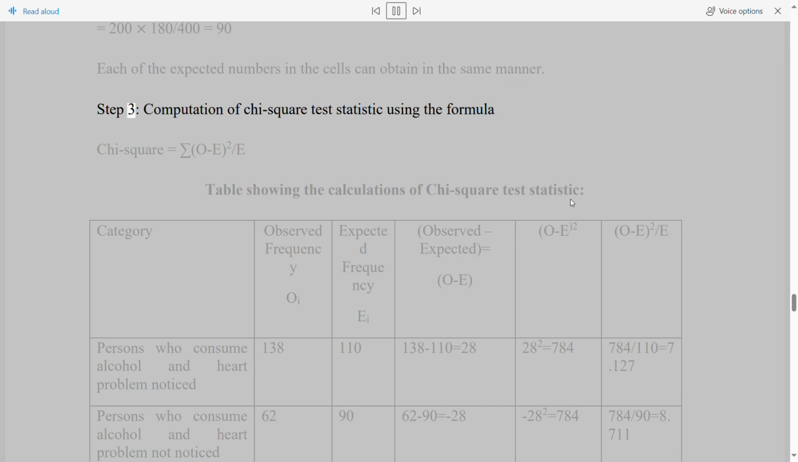Step 3. Computation of the chi-square test statistic using the formula: chi-square is equal to the sum of (O minus E) squared divided by E. Table showing the calculations of the chi-square test statistic. Columns: category, observed frequency O, expected frequency E, observed minus expected O minus E, (O minus E) squared, and (O minus E) squared divided by E. Persons who consume alcohol and heart problem noticed.